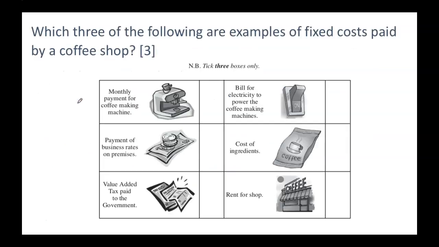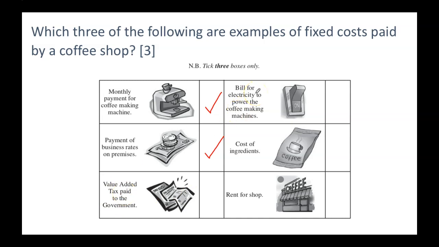So here's a past paper question, nice multiple choice question. Which are examples of fixed costs paid by a coffee shop? So think, would they have to pay this if they sold nothing, if they made no coffees? So monthly payment for the coffee making machine, yeah, if they're leasing that, they would have to pay that even if they made no coffee. Payment of business rates on premises, I've already said that that is a fixed cost. Value added tax paid to the government. Now this depends upon how much they sell, so that's going to be variable.